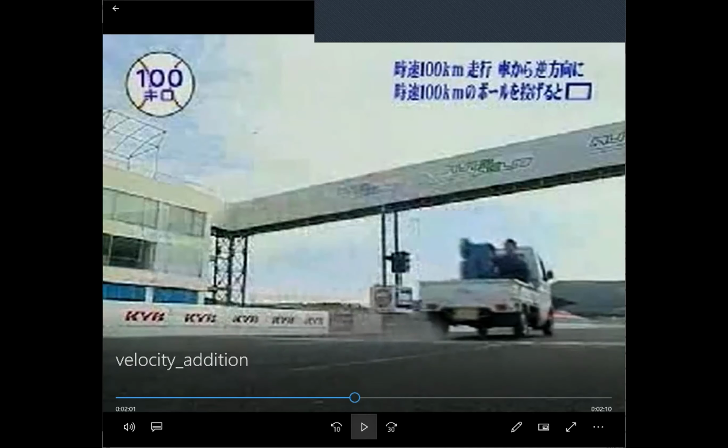What's wrong with this picture? The guy inside the truck is wearing the helmet.